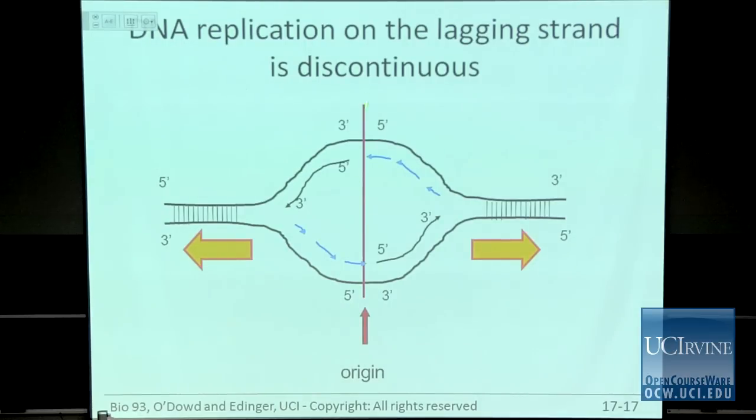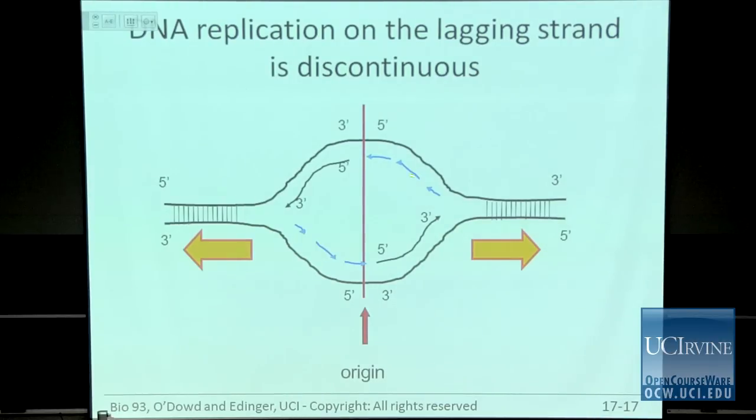So here is the origin. Remember, it's in the middle of the bubble. It's where the two strands got pulled apart. And now there's two replication forks. One is opening up in this direction, and one is opening up in this direction. Because the two strands are anti-parallel, only one side of the fork can be replicated in the same direction that the fork is opening. So as this is opening up in this direction, this strand can be synthesized continuously, because it's being made 5 to 3 in the same direction that the fork is moving.